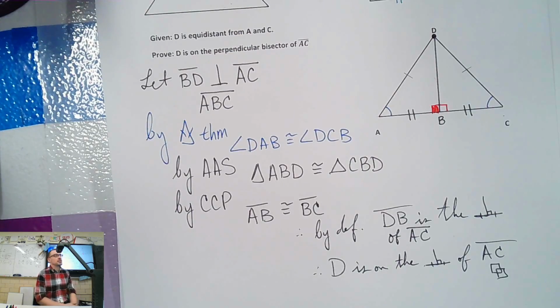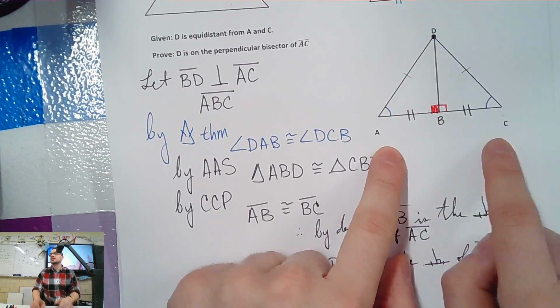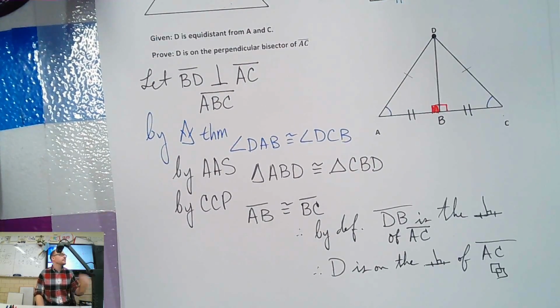How do I know a point's on a line? Well, how do I know B is on this line? Because it's line ABC. B is on the name of the line, right? Yeah. You answered my question.